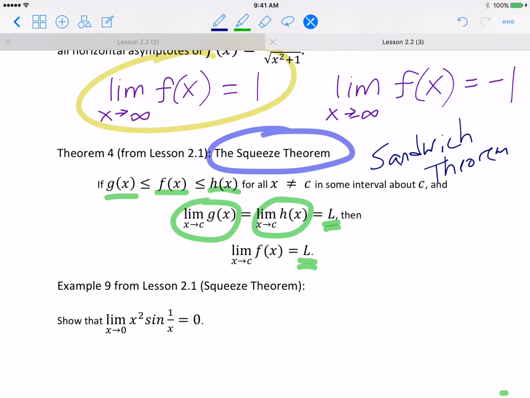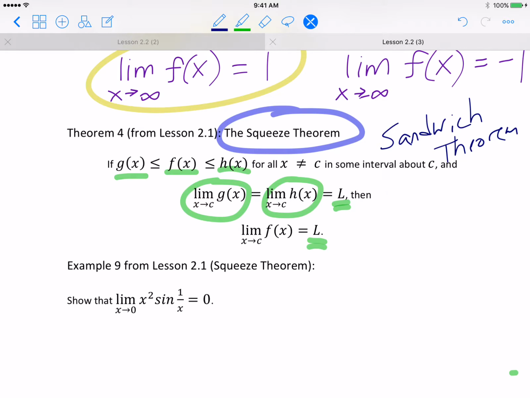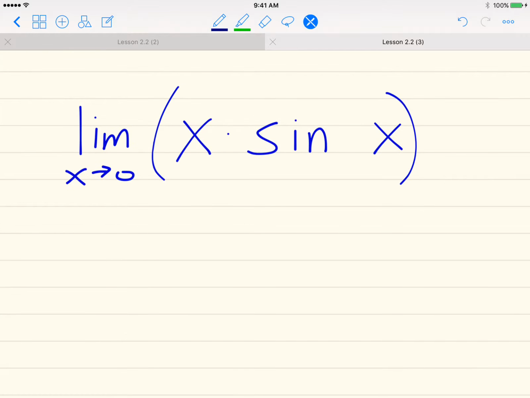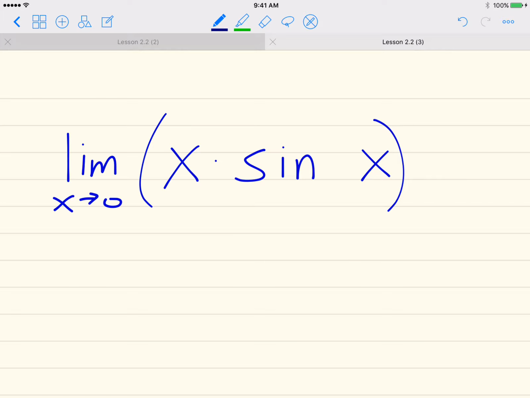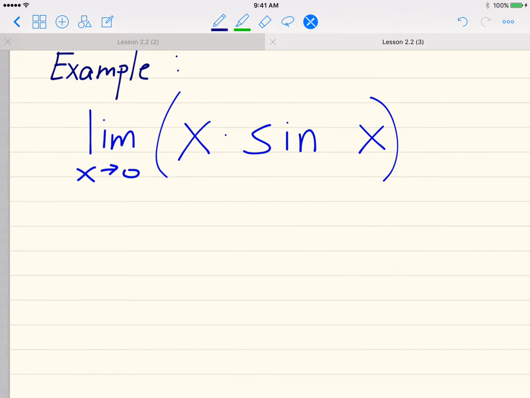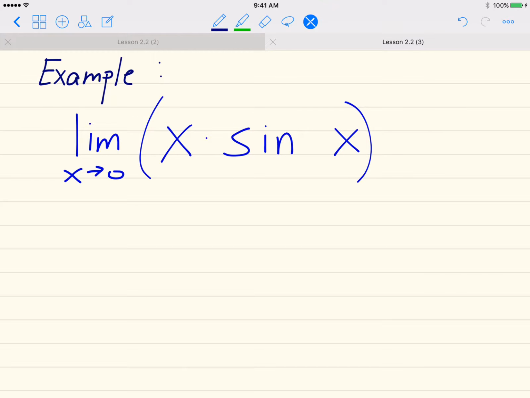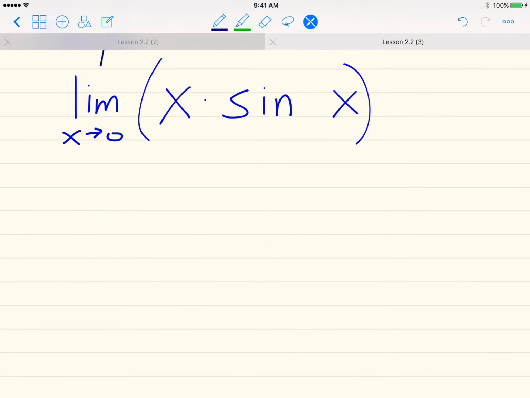So before getting to the book's example 9 from lesson 2.1, I'll give you an example that, at least to me, is easier to understand and explain. But it's not as practical because you don't have to use the squeeze theorem to get the limit value for this one. You could just use direct substitution to find the limit because your expression is defined at 0, so you could use 0 as your substitution value and figure out the limit. But let's use the squeeze theorem. Let's see what the squeeze theorem deal is.